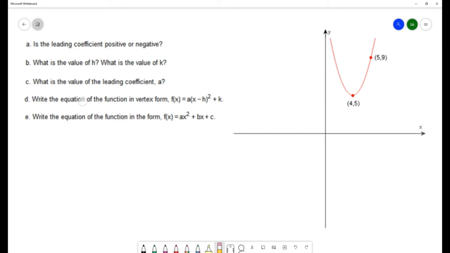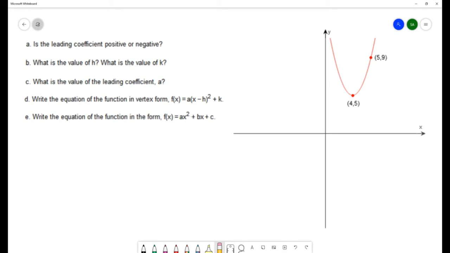Then we want to write the equation of the function in vertex form, which is given here, and write the equation of the function in general form, which is given here.